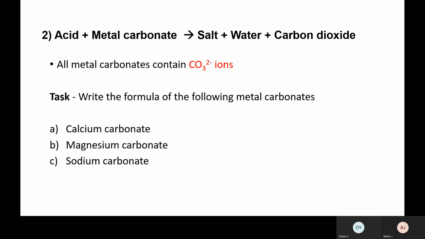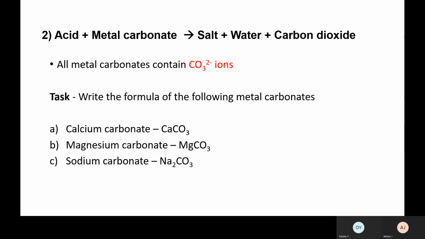Something to note here is that all metal carbonates contain carbonate ions, which have an overall charge of -2. So use that to write the formula of the following metal carbonates. Just pause the video and have a go at writing out the formula. Right, let's check your work here. Calcium, for example, is in group 2. Calcium ions have an overall charge of +2, so the ratio of ions would be 1:1. So for every carbonate ion, 1 calcium ion is needed, and so on.